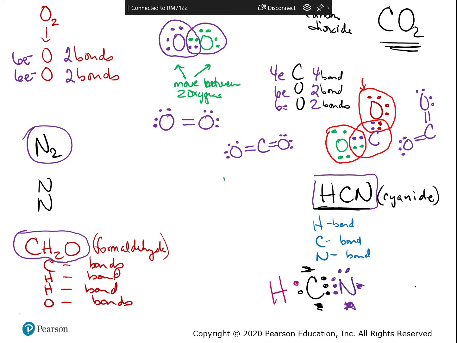So this leaves me with a nitrogen with 3 dots, 2 up here. There's its 5, and it's connected to a carbon. The carbon has 3 of its electrons shared with the nitrogen, and the last electron is the one that is shared with the hydrogen.